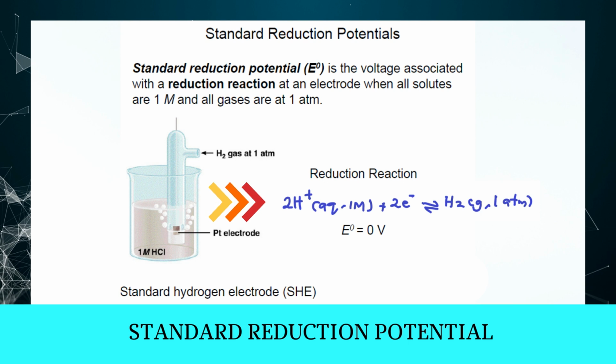So the half cell equation for the standard hydrogen electrode is 2H plus aqueous 1 molar plus 2 electrons to produce H2 gas at 1 atmosphere. So the E naught cell for the standard hydrogen electrode is 0 volt.